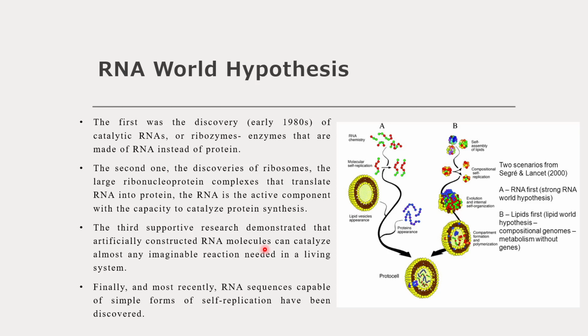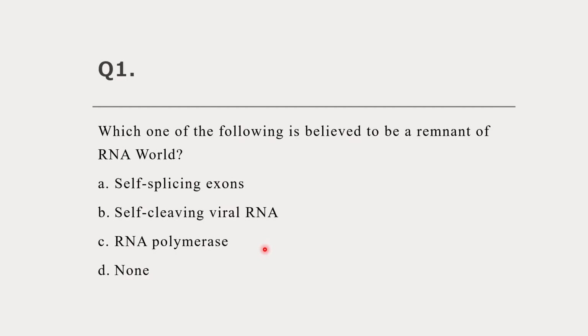So let's move to our question-answer session. This is the first question of today's session. Which one of the following is believed to be a remnant of the RNA world? Self-splicing exons, self-cleaving viral RNA, RNA polymerase, or none? Which one will it be? Please try to answer this question. Write your answers in the chat box.